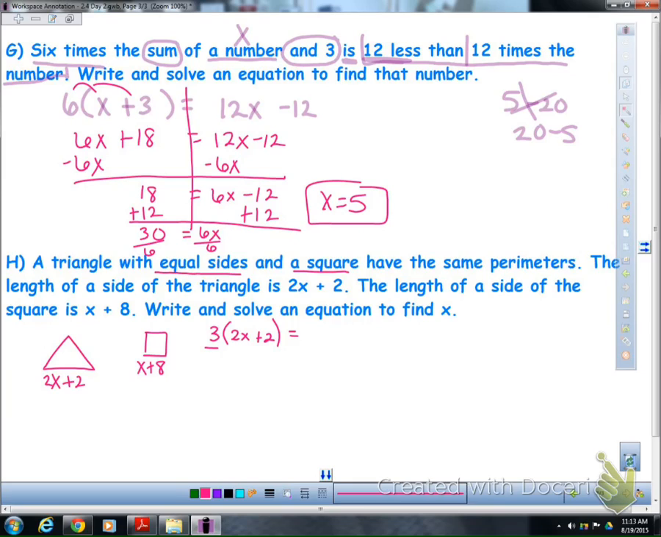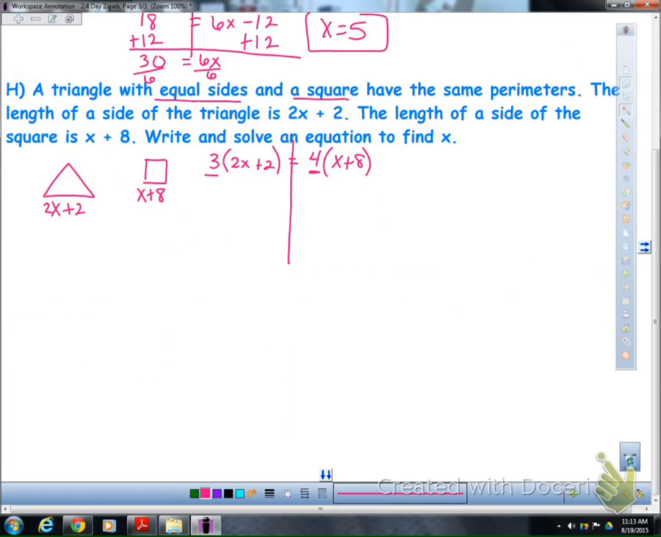So pause the video, take a minute, see if you can figure out how to find the perimeter of the square. So the right side, we have 4 sides to a square, and every side is x plus 8. And then we're going to solve. So distribute the 3 to both sides, and distribute the 4 to the right side.